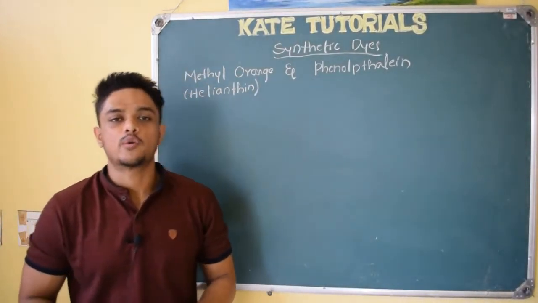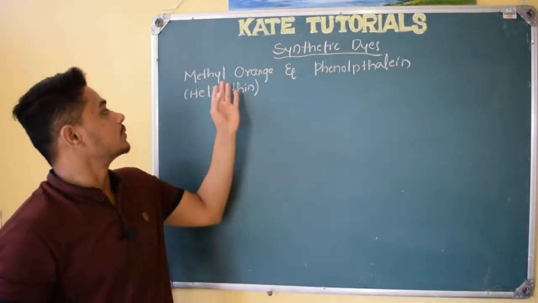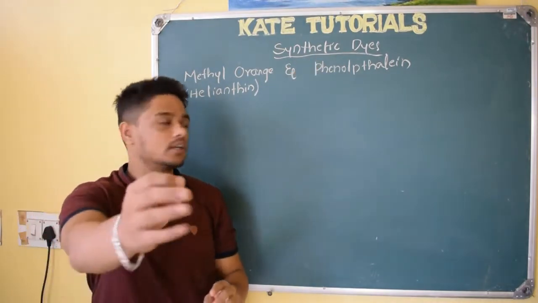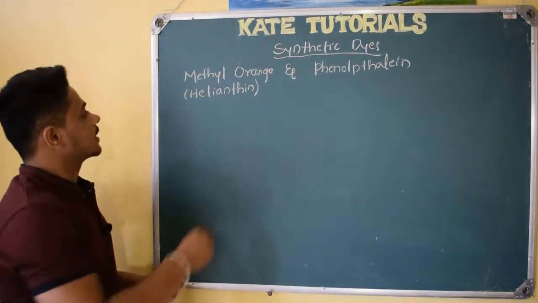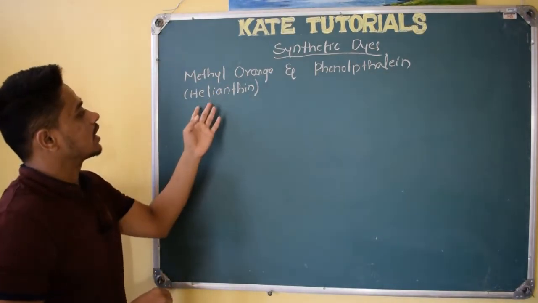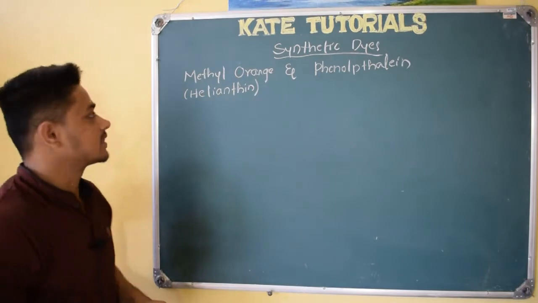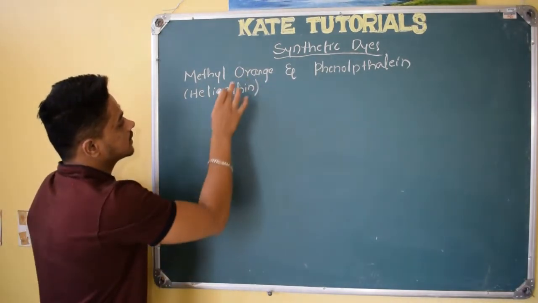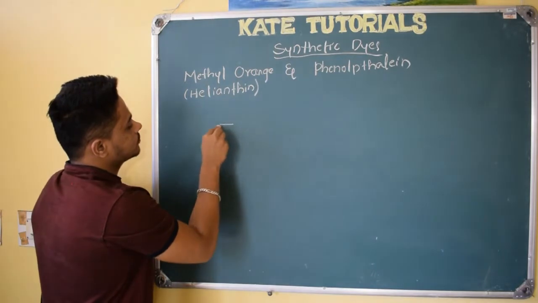In this video, we are going to discuss methyl orange and phenolphthalein. That also comes under the synthetic dyes, right? So let's go to this. First, let us discuss methyl orange. So what is this methyl orange? It is nothing but helianthine. It is also called like that, right? So let us see how this methyl orange is prepared.